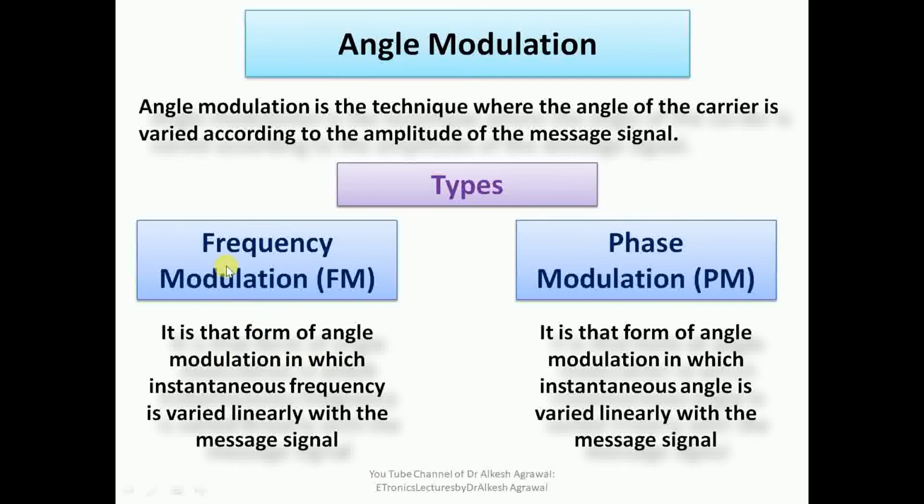If we define the frequency modulation technique, as the name suggests, it is that form of angle modulation in which the instantaneous frequency is varied linearly with the message signal. As I have told, angle has two components, frequency and phase. So in frequency modulation, the instantaneous frequency is varied in accordance with the message signal, whereas in phase modulation, the instantaneous angle is varied linearly with the message signal.